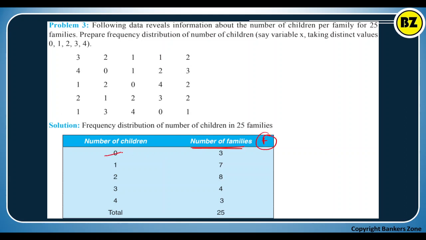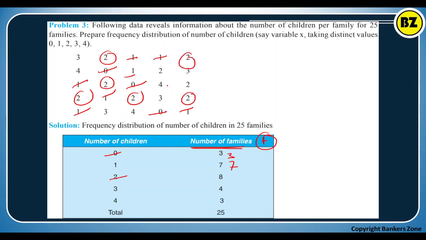So 0, how many times? See here, 1, 2 and 3. So 3 will be the frequency. 1, how many times? 1, 2, 3, 4, 5, 6 and 7. So 7 will be here. Similarly 2, how many times? Here 1, 2, 3, 4, 5, 6, and 7, and one was missing, so 8. So 2 will be 8 times.